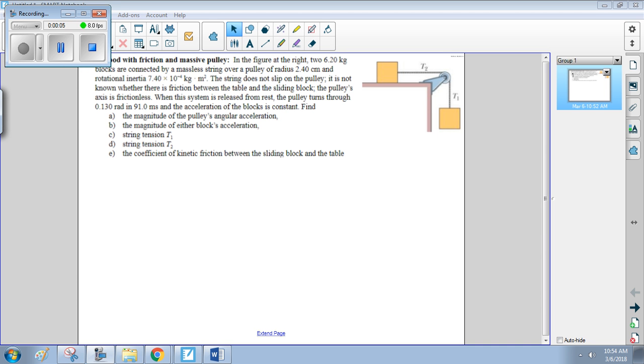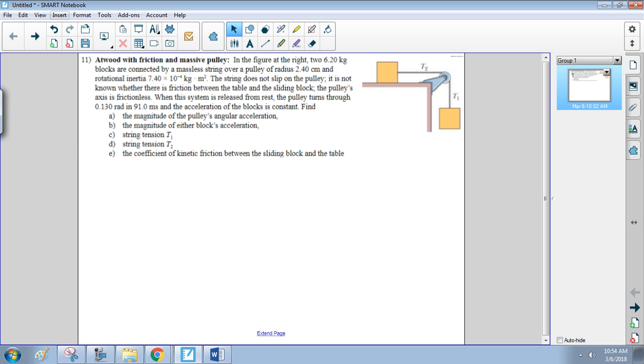All right, so this is problem number 11 from worksheet 11.5. We've got this Atwood machine with friction and a massive pulley. In the figure at the right, we've got two blocks, and the problem tells us that both blocks have a mass. We'll call them M1 and M2.